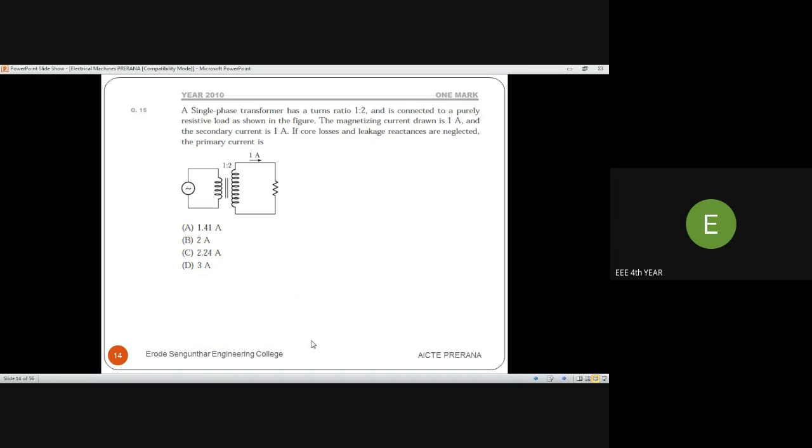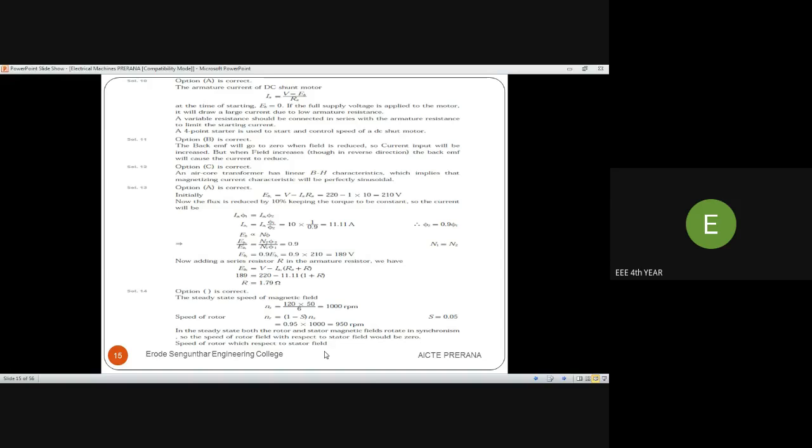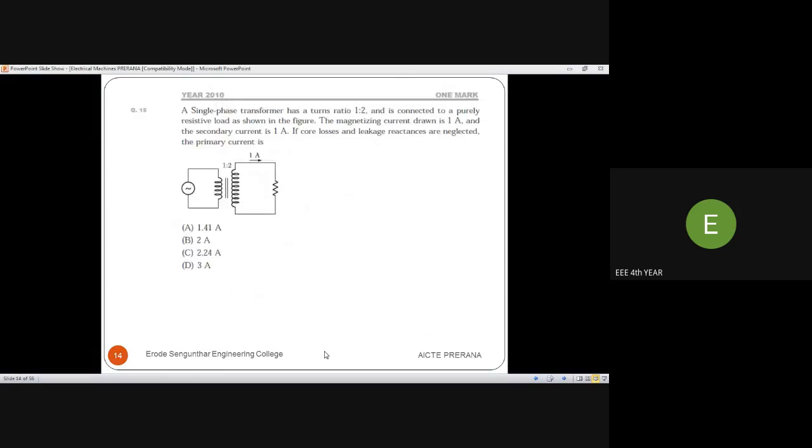The next question, number 15. A single phase transformer which has a turns ratio of 1:2 is connected to a purely resistive load as in the figure. The magnetizing current drawn is 1 ampere and the secondary current is 1 ampere. If core losses and leakage reactance are neglected, the primary current is? It is an assignment question for you: determine the primary current.